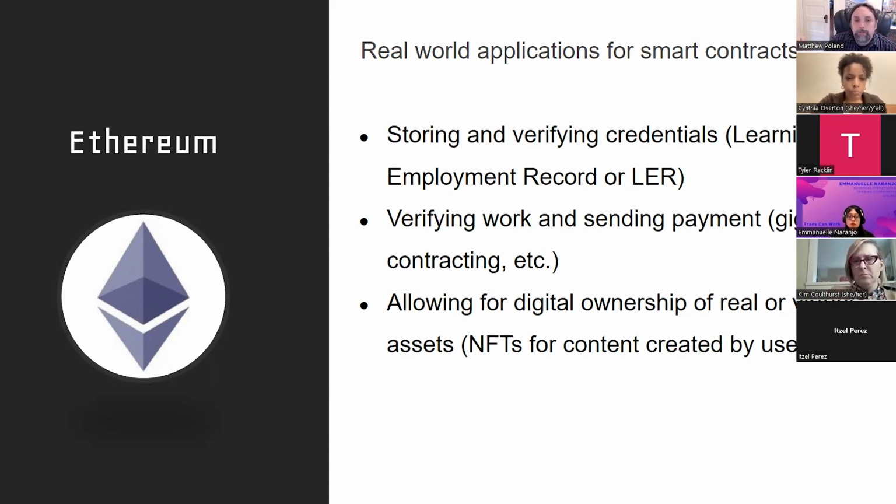It could also be used for verifying work and sending payment. So a smart contract could be set up so that someone you're performing work for clicks a button and says the work's done, I received the work, and the smart contract will automatically send money, send cryptocurrency probably. It also allows for digital ownership of real or virtual assets. And that's where the concept of NFTs comes in.